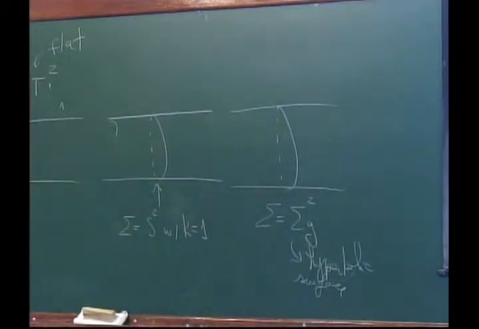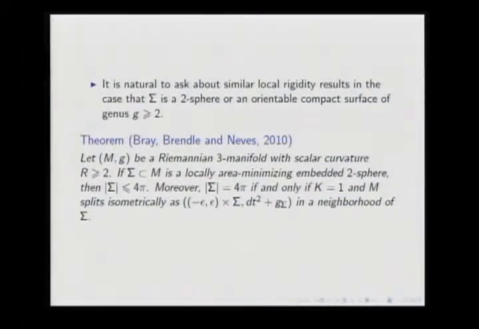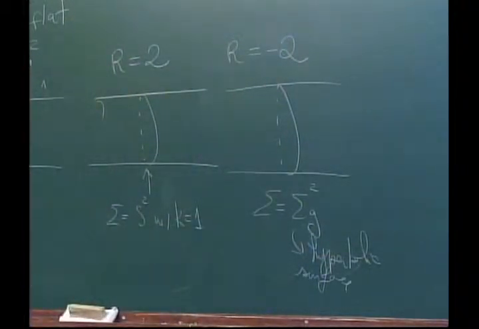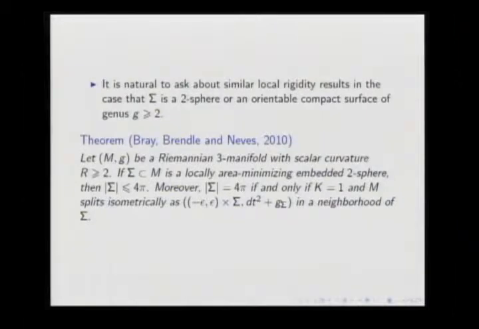Okay. In fact, the rigidity results are true. The case of the sphere was proved by Bray, Brendle, and Neves. They proved that if the ambient space has scalar curvature bounded below by 2, and note that this example has scalar curvature equal to 2, and the hyperbolic one has scalar curvature equal to minus 2. Okay. So the first result is this one. If the ambient space has scalar curvature bounded below by 2, and sigma is a locally area minimizing embedded two-sphere, then the stability inequality gives you an upper bound for the area of the surface. The area is less than or equal to 4 pi. Equality holds if and only if you have splitting. Okay. Your surface has to be the round sphere, and locally the manifold is a cylinder.